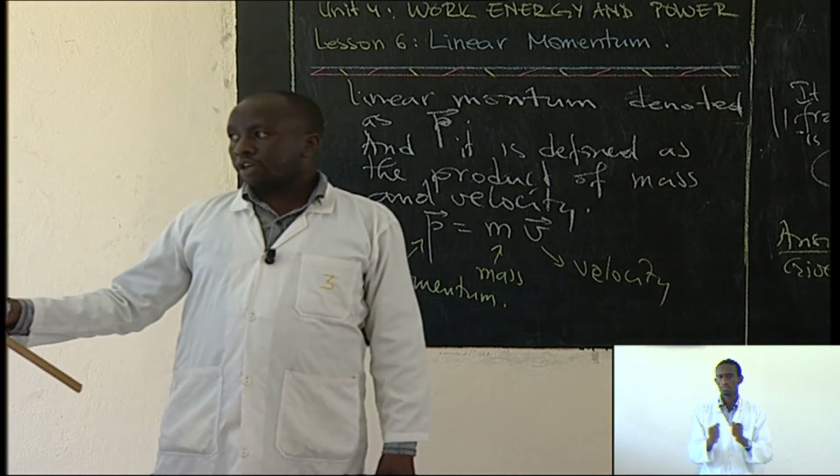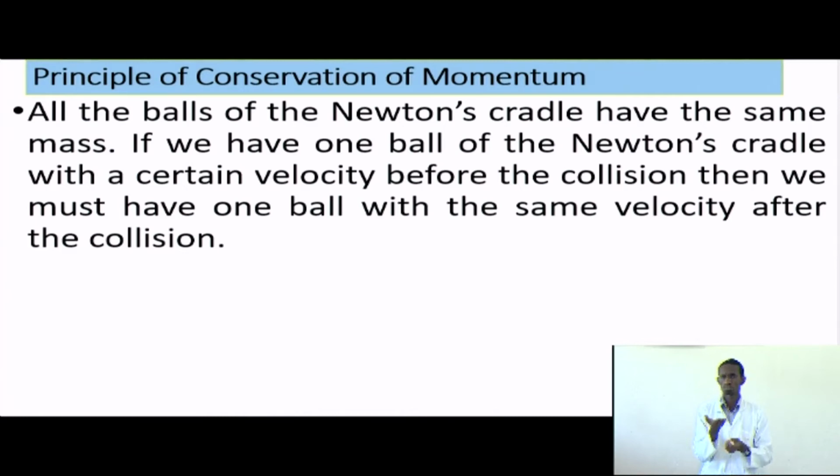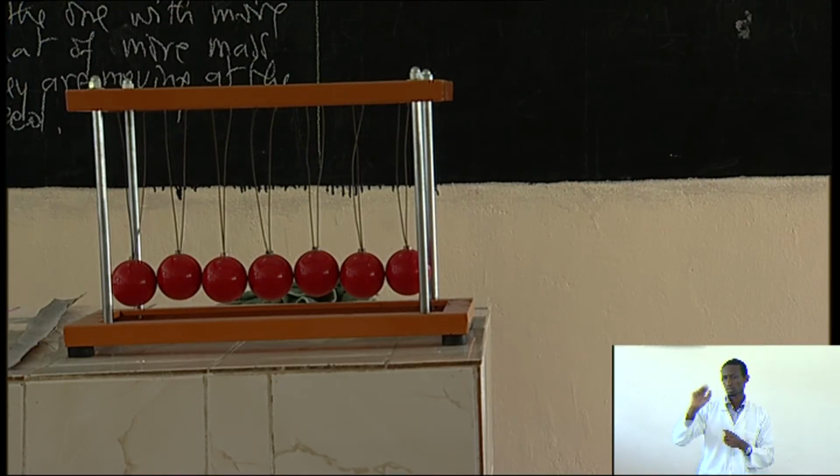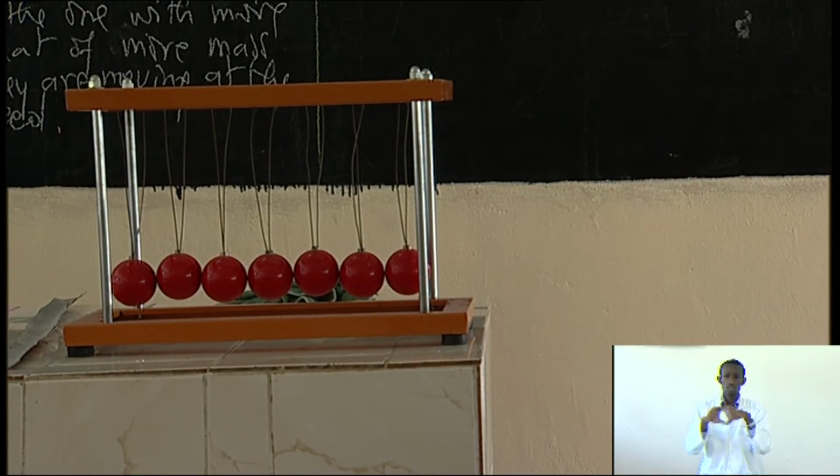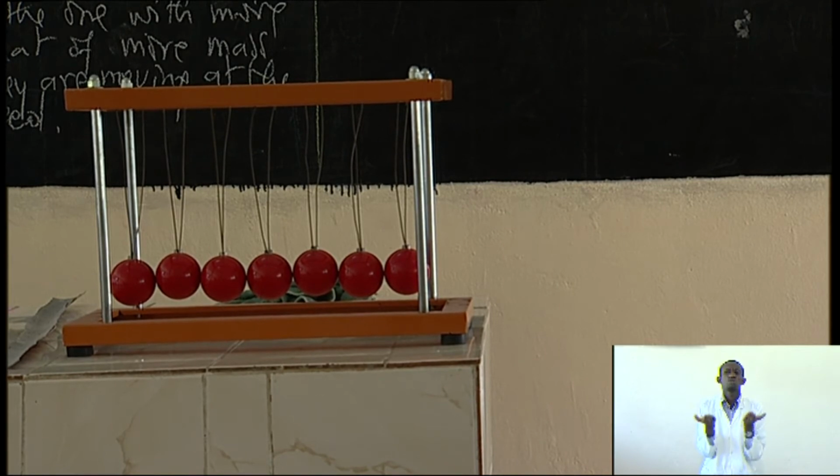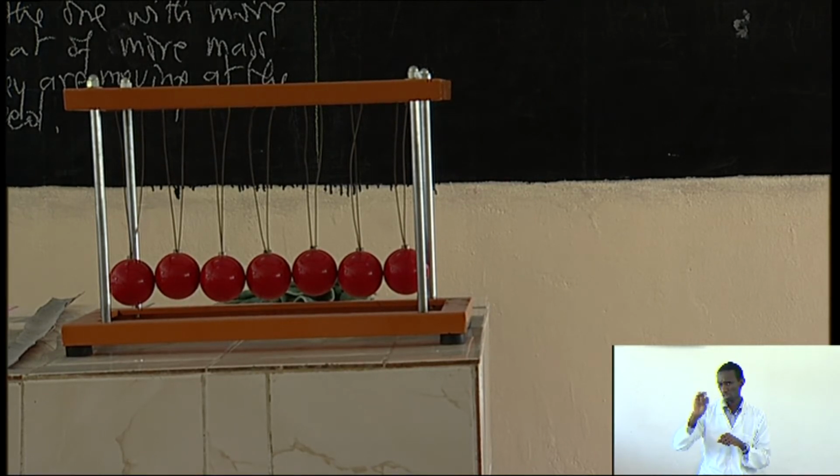All the balls of the Newton's cradle have the same mass. These are the balls that we have, and I want you to count how many we have. If we have one ball of the Newton's cradle with a certain velocity before the collision, then we must have one ball with the same velocity after the collision.